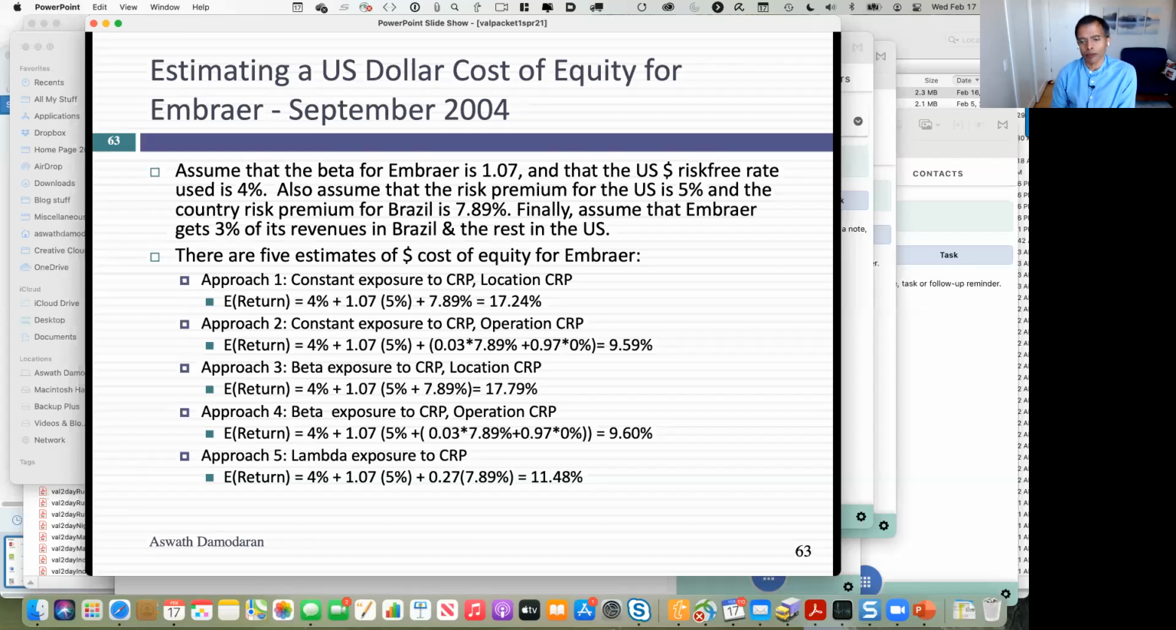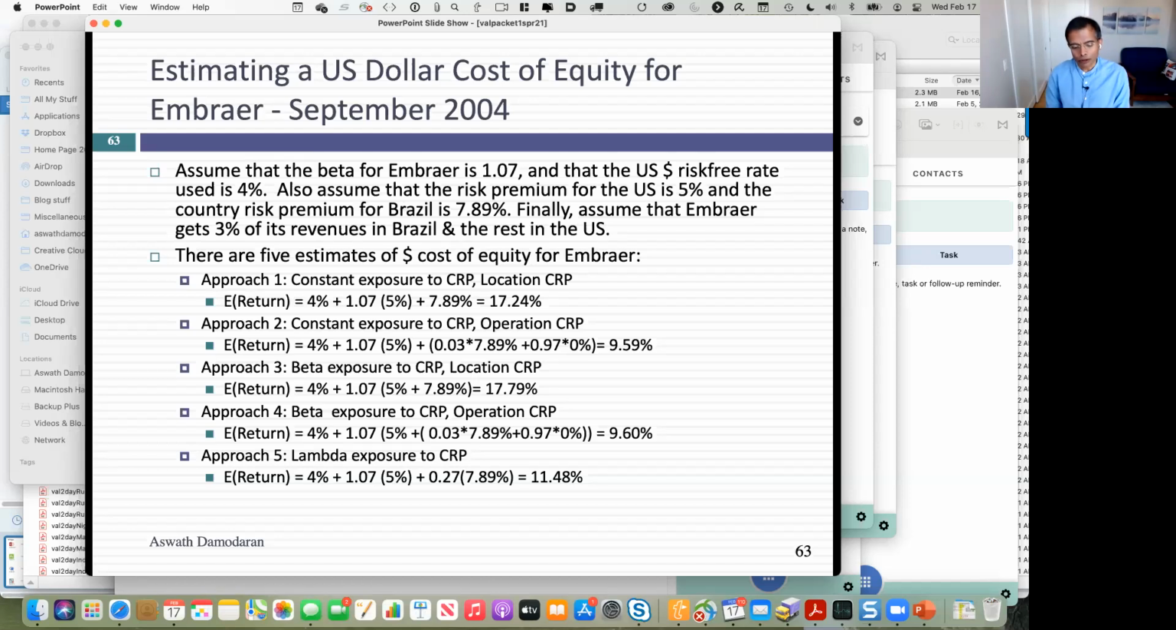It's an aerospace company. In the first approach, here's what I do. I start with the risk-free rate. I multiply the beta by the equity risk premium for a mature market, that US premium. That's a 5%. And then I add the 7.89%. Why? It's a Brazilian company. I'm going to punish it by adding the 7.89%. Think of this as the bludgeon approach. You add the country risk premium to every company in the country.